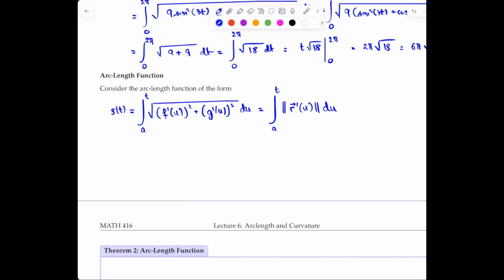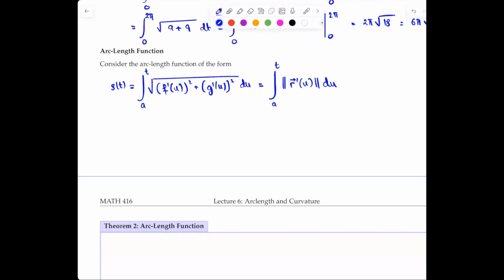Now what I'm going to do with this formula is take the derivative on both sides of this equation. So I take the derivative of the arc length function. You okay with that? Okay. So you take s prime of t. That means you want to do d/dt of the integral from a to t of the magnitude of r prime of u du.